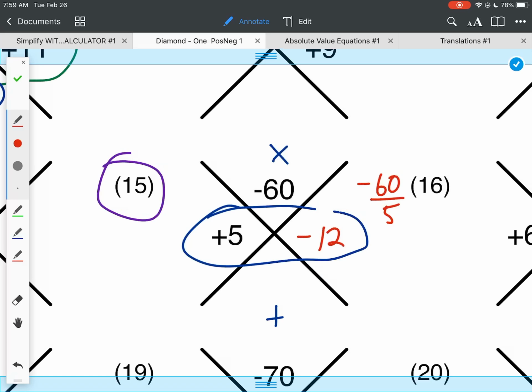Okay, now we have 5 and negative 12. We add those together to get the bottom. But you can flip it because one's a negative. You can do 12 minus 5, which is 7, but since the 12 is negative, your answer is going to be negative.